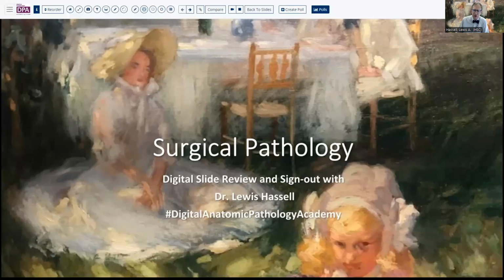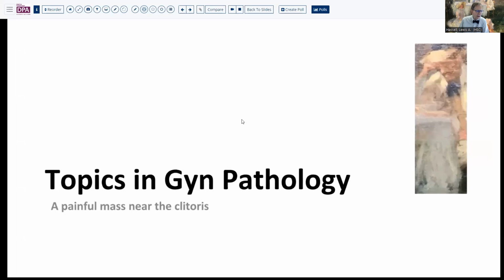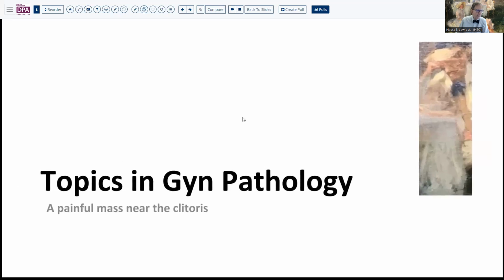So our cases today come from the realm of GI pathology. And I'd like to share with you a little bit about this unusual case in this realm. The patient was a 50-year-old woman, and she had developed a painful mass near the apex of the vulva and near the clitoris. So this was dissected out and found to be a centimeter or more and somewhat subcutaneous, but not into the deep tissues.